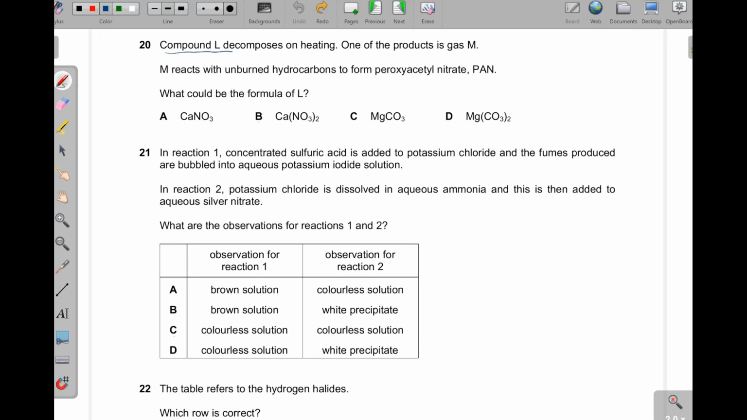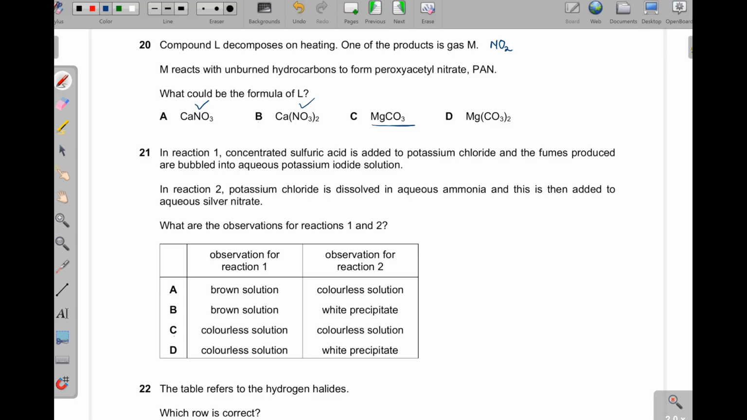Question 20. Compound L decomposes on heating. One of the products is gas M. M reacts with unburnt hydrocarbons to form peroxyacetyl nitrate, that is PAN. What could be the formula for L? Now, this gas here that reacts with unburnt hydrocarbons, this is nitrogen dioxide. And when we look at what we are having here, it must come from a combustion of a nitrate. So we are supposed to look here and here.